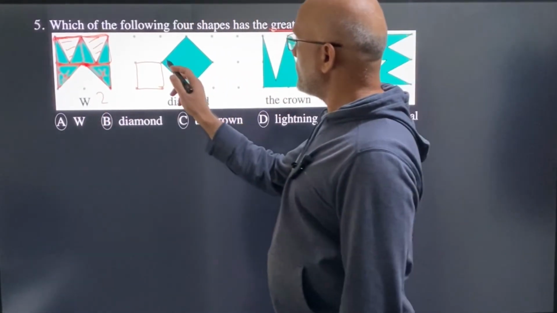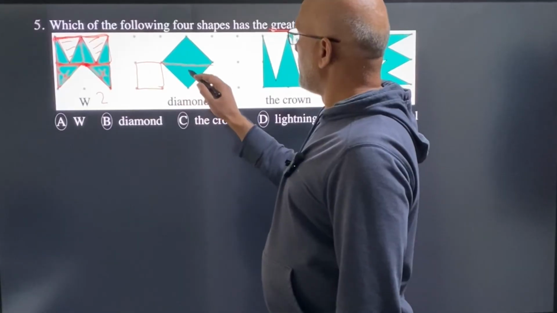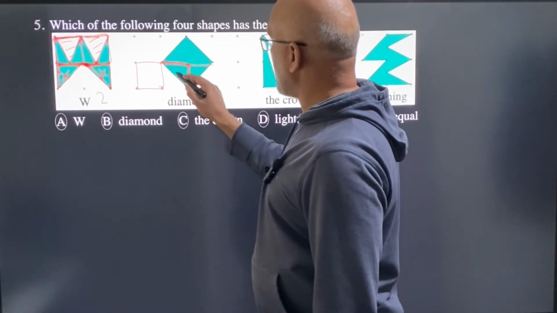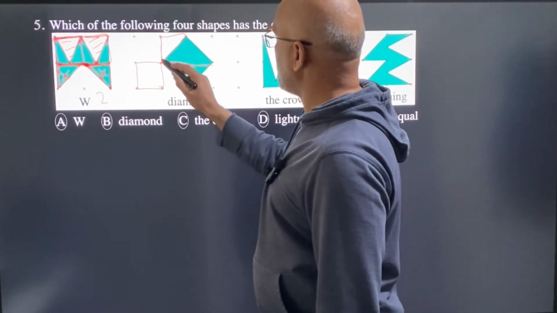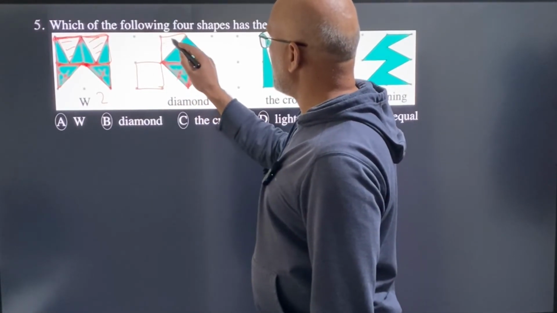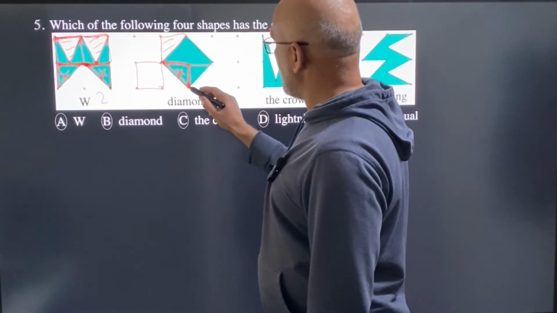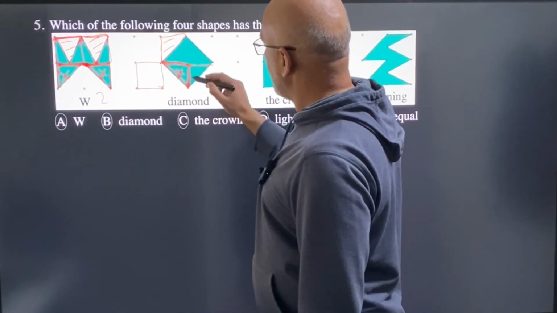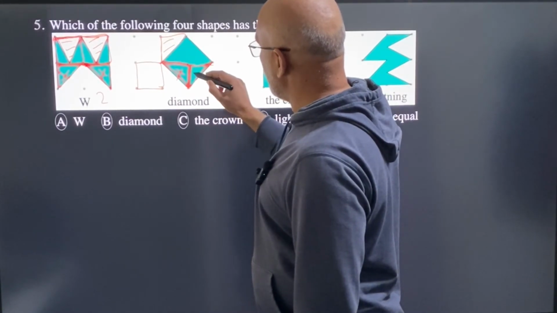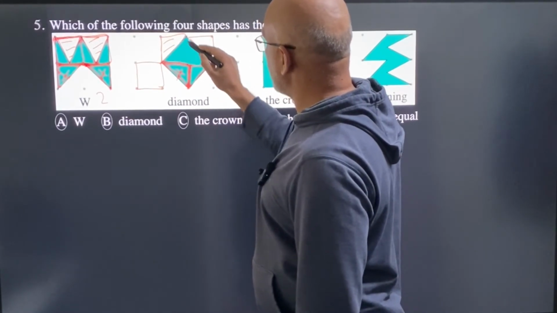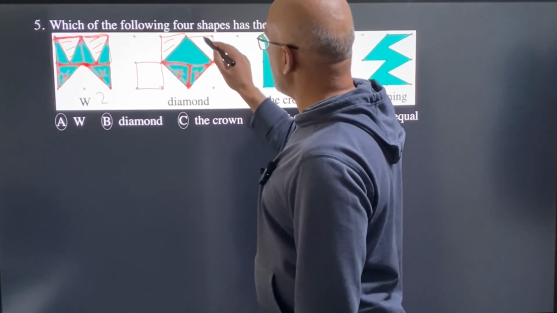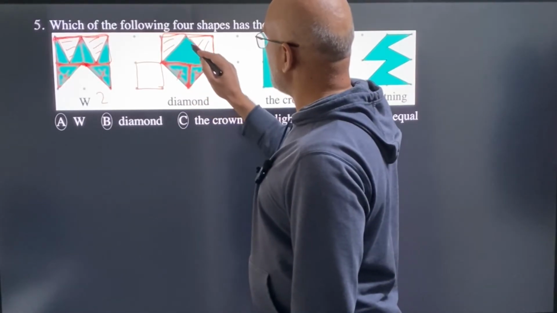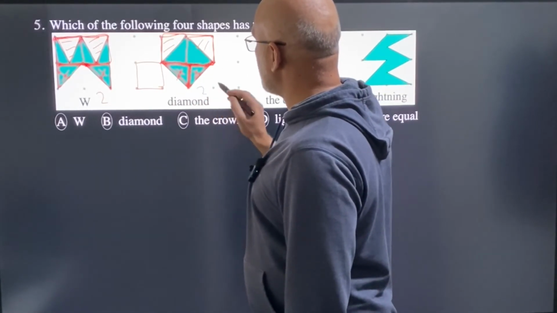Similarly here, if I look at this triangle and then this triangle, they have the same area. So I can disregard this and consider this instead. Similarly, if I look at this triangle, that has the same area as this triangle. So I can disregard this and consider this instead. So this is also 2 units, right? So this also has area of 2.